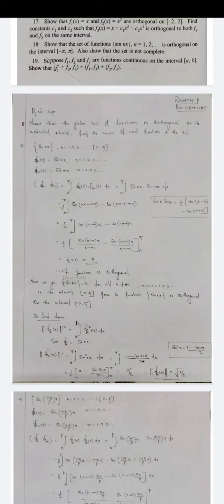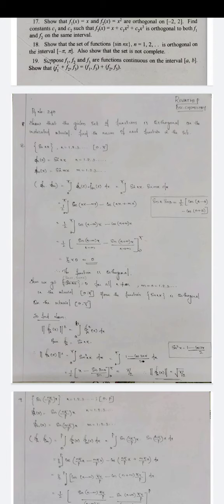So for that, phi n comma phi m is equal to integral 0 to pi, where we need to prove that this function is orthogonal in this given interval, open interval 0 to pi. So from integral 0 to pi, phi n of x into phi m of x dx. That is, we have taken phi n of x is equal to sin nx and phi m of x is equal to sin mx. So substituting, we get integral 0 to pi sin nx into sin mx dx.